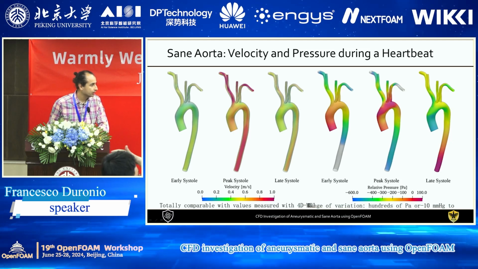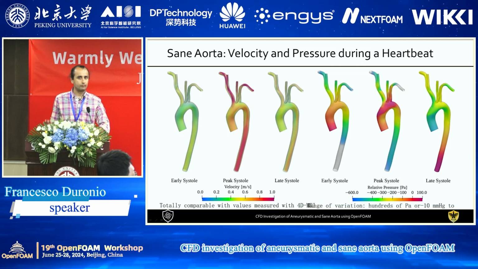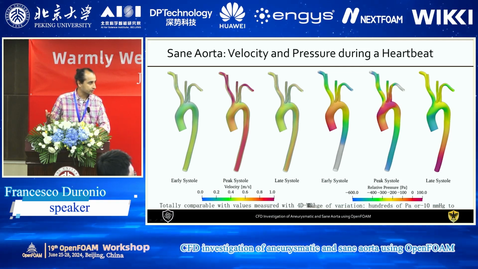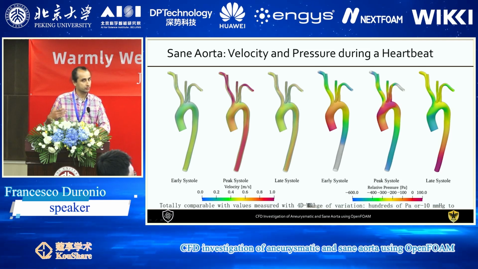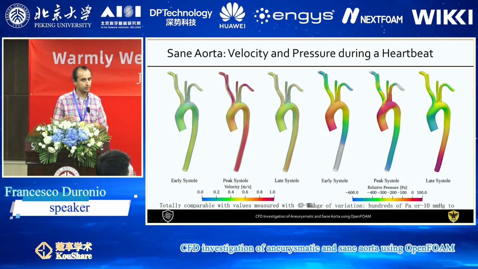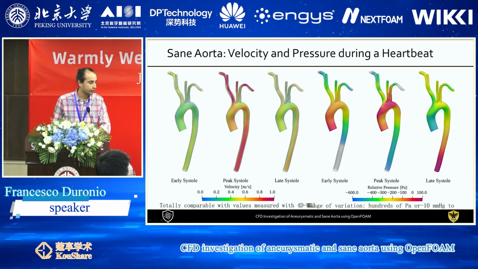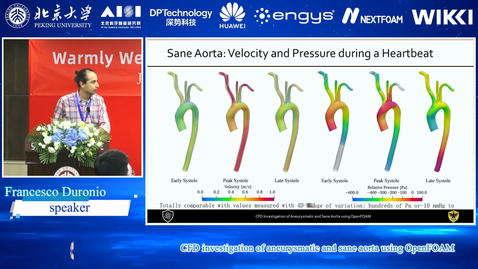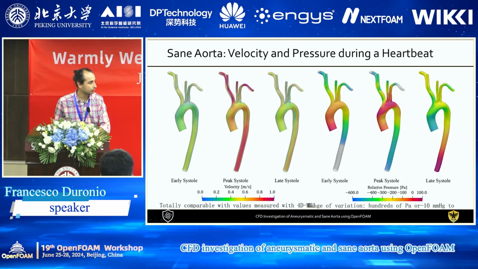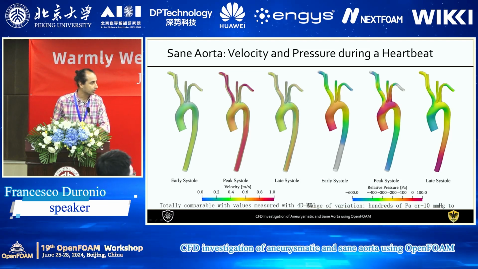The most interesting thing is the fact that with the proper setting of the Windkessel model, we are able to match the values usually measured with magnetic resonance or other diagnostic techniques, both in terms of velocities, which we are speaking of in terms of meters per second, and pascals, rather than millimeters of mercury. So for the velocity, we have an order of magnitude of 1 meter per second, and pressures with changes of like 700 pascal.